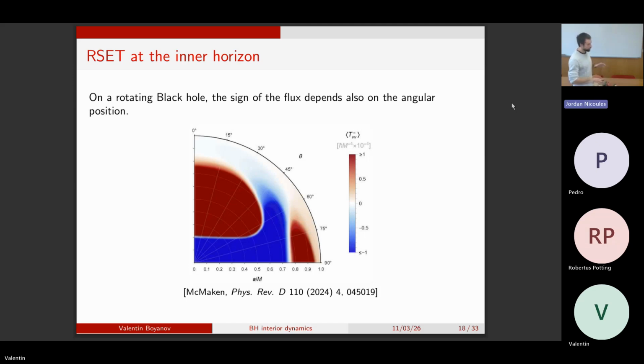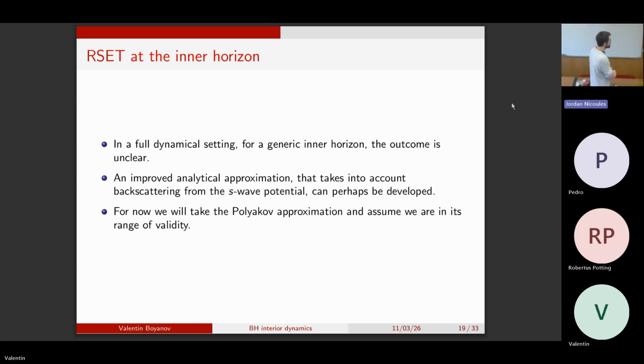In a generic case without any symmetry, the best we can do for now is say, okay, let's assume that we're in the limit of validity of the full approximation and see what the outcome of the semi-classical evolution will be. And in the future, we will want to explore improved analytical approximations in order to see how robust this result is.